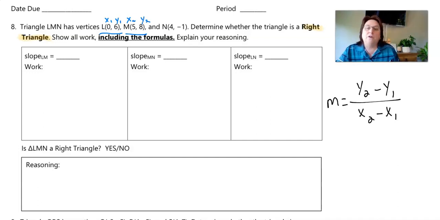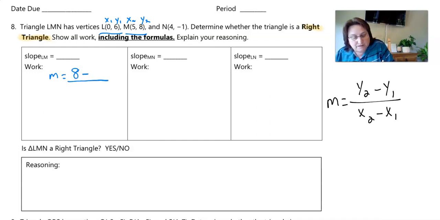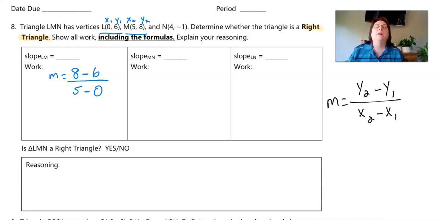Okay, and now let's plug it into the formula. So I have that slope equals y2, which is 8, minus my y1, which is 6. And then I do my x2, which is 5, minus my x1, which is 0. My brain got ahead of my mouth, you guys. Now we can simplify. So m equals 8 minus 6 is 2, and 5 minus 0 is 5. Now, can I reduce 2/5 any more? Can I get that any more reduced?